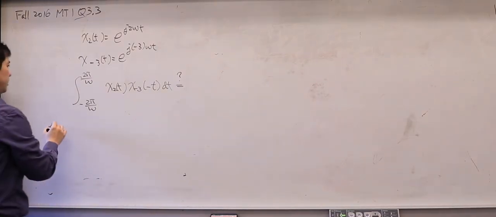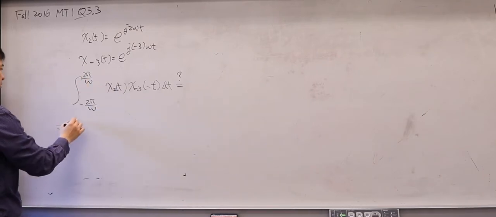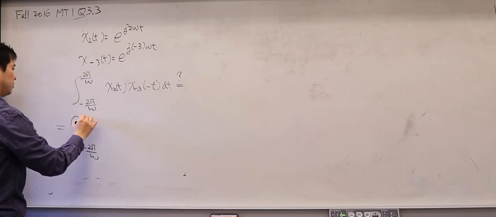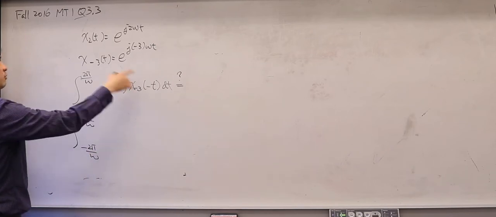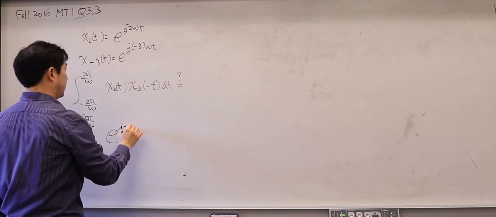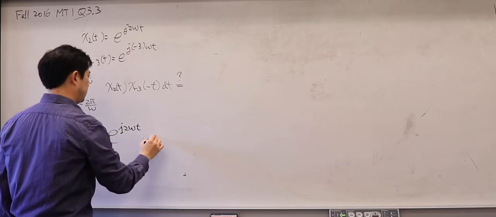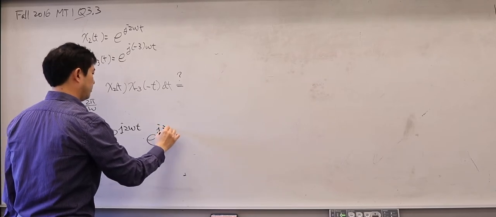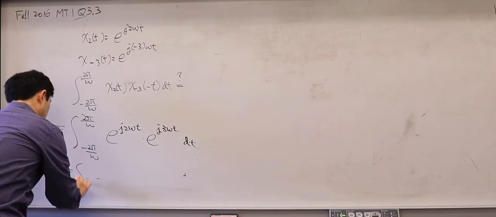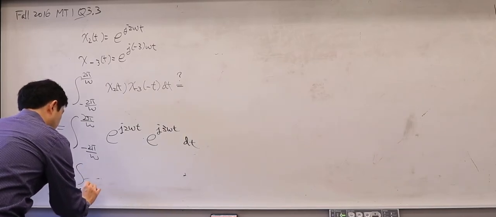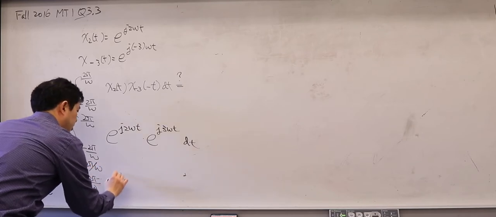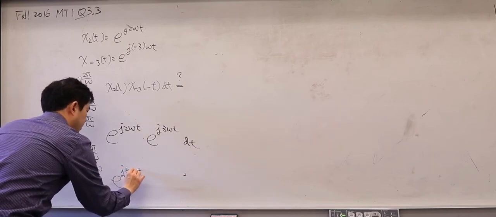The way we solve it is we just plug it in. So therefore you get negative 2 pi over omega to 2 pi over omega. If you plug it in, you get what? e^(j2 omega t) times e^(j3 omega t) dt, which gives you the integral from negative 2 pi over omega to 2 pi over omega of e^(j5 omega t).